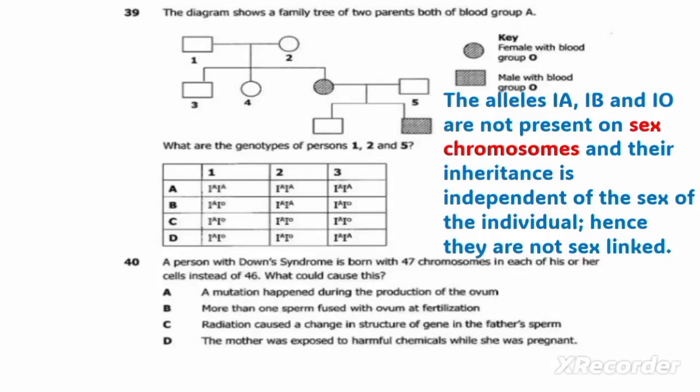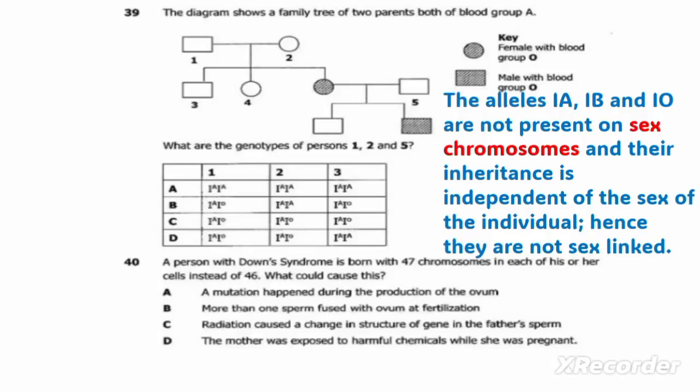We shift to question 39. The question reads, the diagram shows a family tree of 2 parents, both of blood group A. What are the genotypes of persons 1, 2, and 5? The alleles IA, IB, and IO are not present on the sex chromosomes. Their inheritance is not dependent on the sex of the individual. Hence, they are not sex linked.